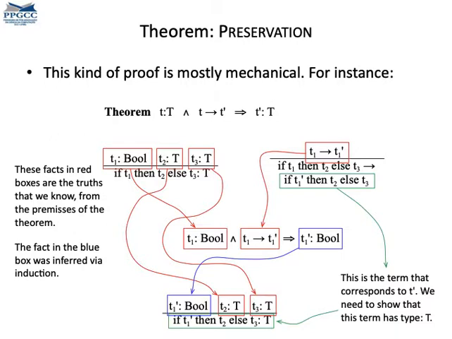So can you take a look into this figure? Just stop the video and try to figure out what it means. The red boxes mark facts that we know are true from the premises of the theorem. For instance, if we assume that we have used if to take a step, then we know that t1 evolves to t1'. The blue box marks a fact that we learn by induction, and the green box marks the final fact that we want to show: that if t1' then t2 else t3 has type T.